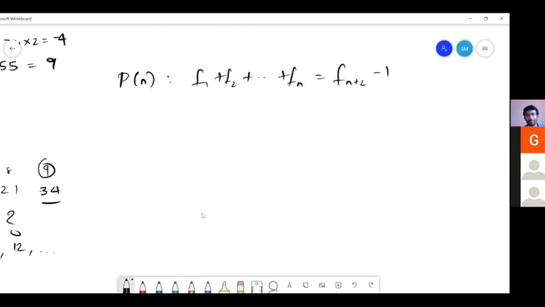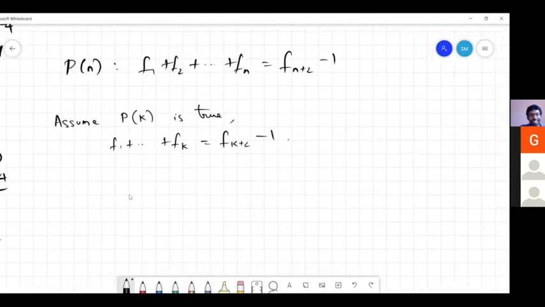We are assuming that the result holds good for n equal to k. I will write it step by step. So assume P of k is true, that is, f1 till fk is equal to f of k plus 2 minus 1. So the first step is we are starting with an assumption. Now we will try for n equal to k plus 1.